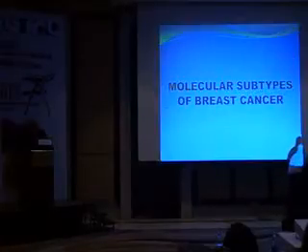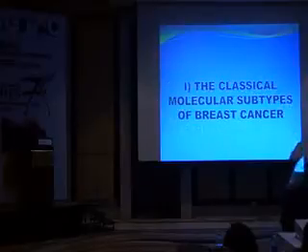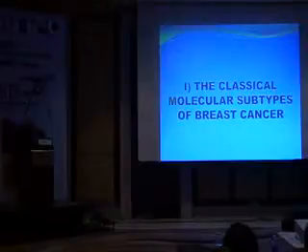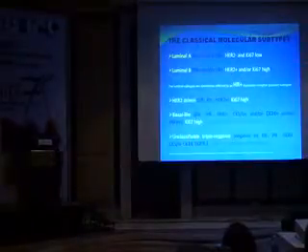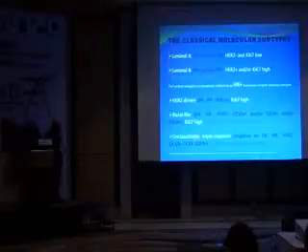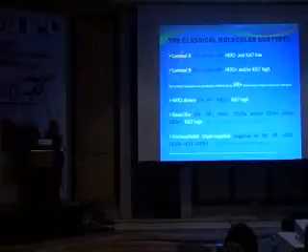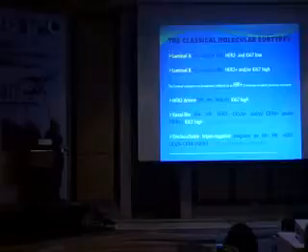Now we come to the molecular subtypes of breast cancer. We have first the classical molecular subtypes, and then we will proceed to the non-classical types. The classical molecular subtypes are actually four, but I put the fifth here because of its relation to the fourth type. The first two types are called the HR types, the hormone receptor types.